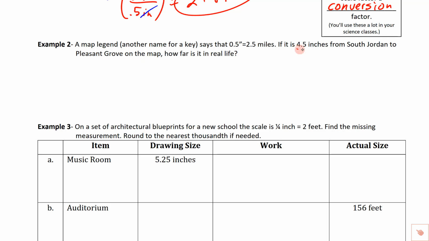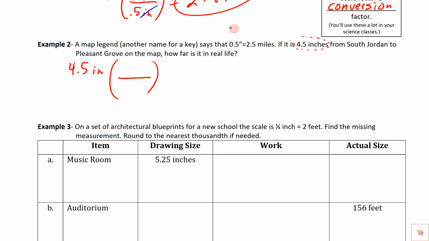So here's what we want to start with. This is what we're given. So this measurement right here is what we're given, 4.5 inches. Now we're going to multiply it by a scale factor, and a scale factor or a conversion factor is going to be a fraction. So we want to think about this.